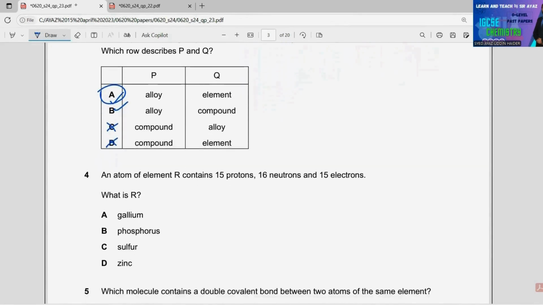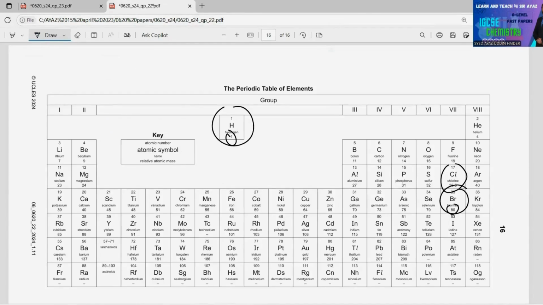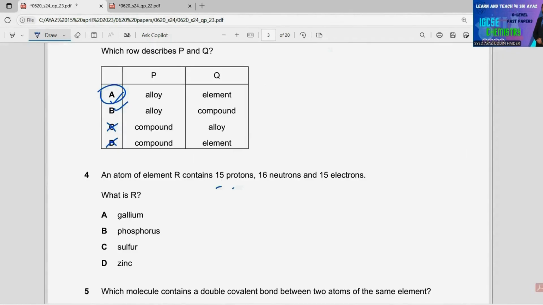Moving to the next MCQ. An atom of element R contains 15 protons, 16 neutrons, and 15 electrons. What is R? 15 protons, let's look at the element in the periodic table. 15 means it must be phosphorus. Phosphorus has 15 protons. So for sure it's phosphorus. The number of electrons is also 15. So it must be phosphorus in this case.